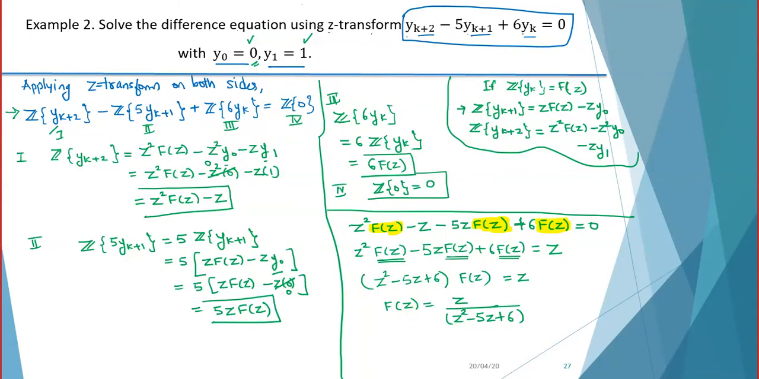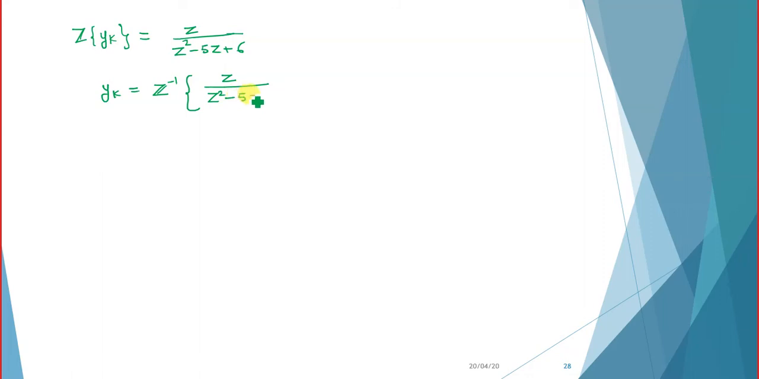Now F(z) is Z transform of y(k). So let me write it on the next slide. So Z transform of y(k) equal z over z square minus 5z plus 6. Again, it's long, but the method is easy. So to get y(k), we apply inverse Z transform on both sides, which is z over z square minus 5z plus 6.